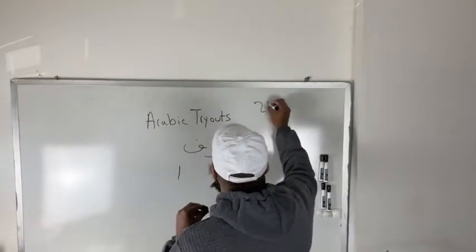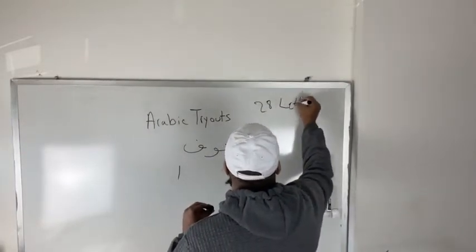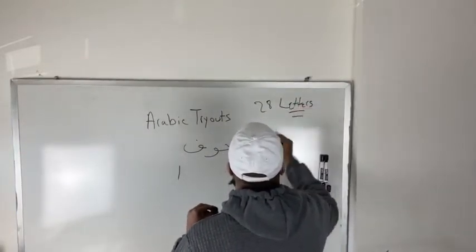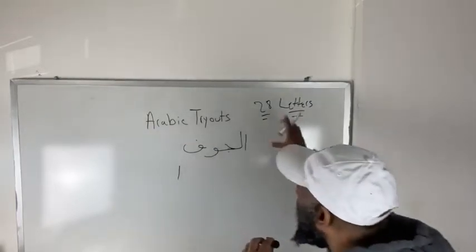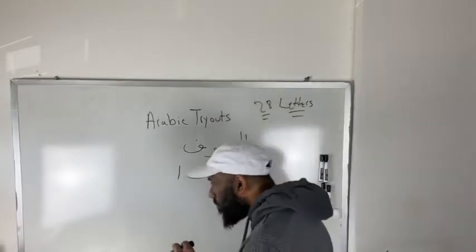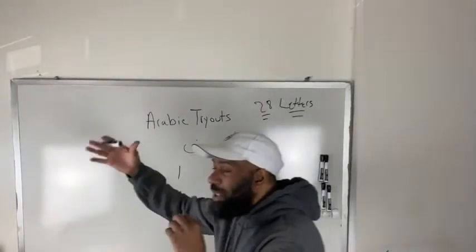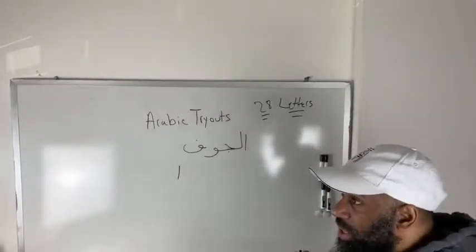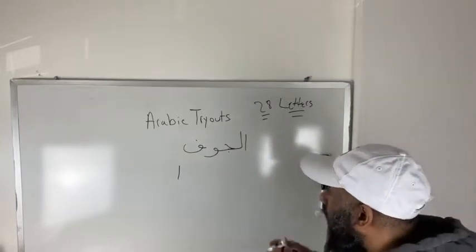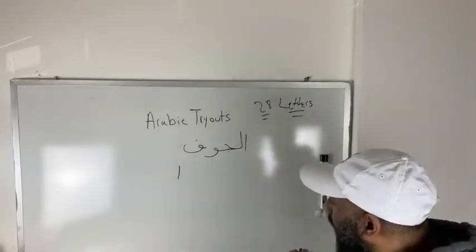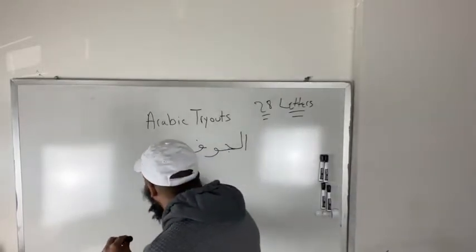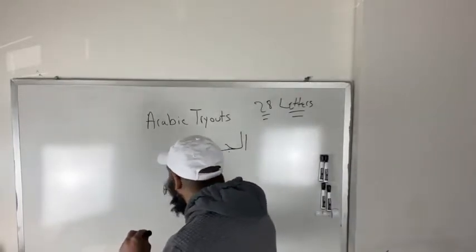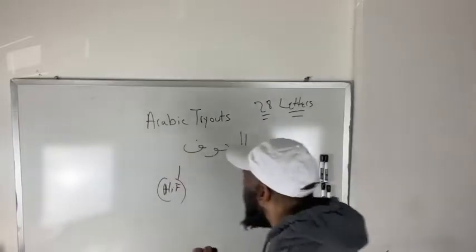How many letters are there? 28 letters altogether, all right? Now, it's important to know that out of those 28 letters, there are going to be some rules that you're going to learn with those letters as we go along. So today we're learning Aleph, okay? That's our first letter. There are main things you need to know about Aleph, okay?